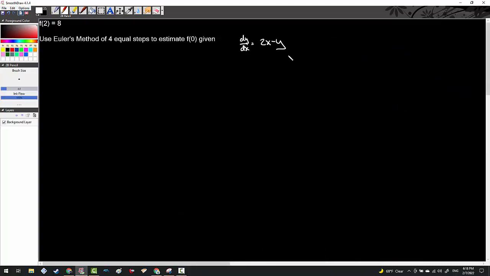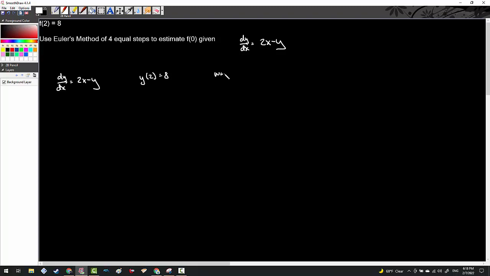So in this example here, we're actually going to be using Euler's method backwards. Notice how we're given f of 2 equaling 8, and we're trying to estimate f of 0, right? And we're given this as our differential equation. So I'm going to set up everything that I set up here. I just make a list. dy over dx equals 2x minus y. We know that y of 2 is equal to 8, or f of 2 is equal to 8.